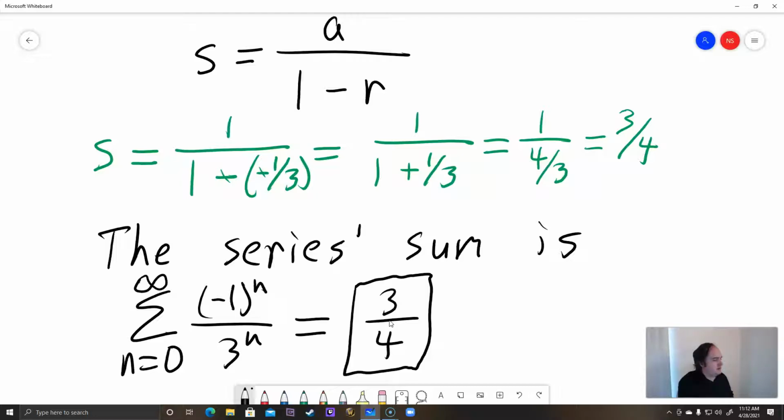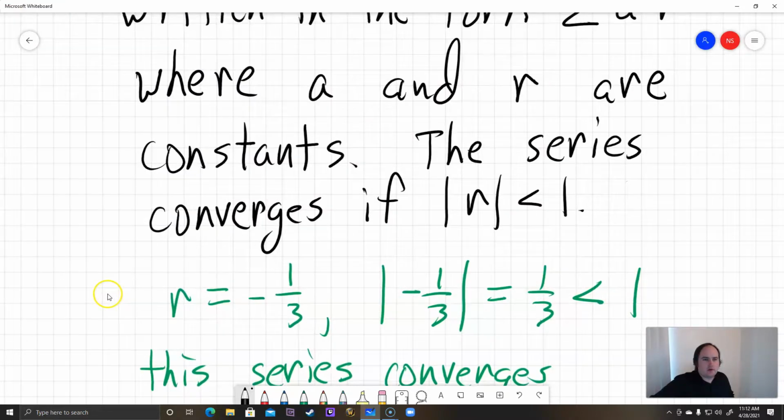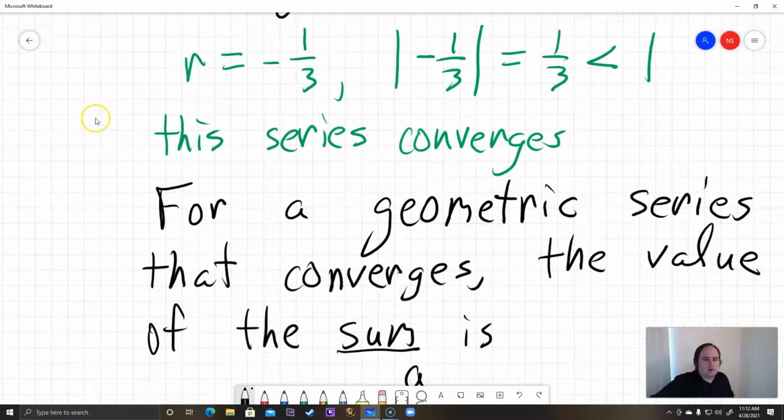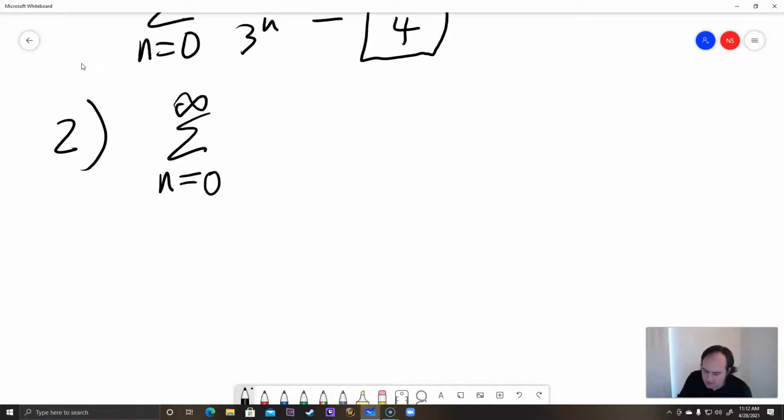All right, and then I think I wanted to take a look at another one. Well, a few more actually. So let's do example number 2. Example number 2 is the sum from n equals 0 to infinity of 4 over 3 to the n plus 1 over 5 to the n.